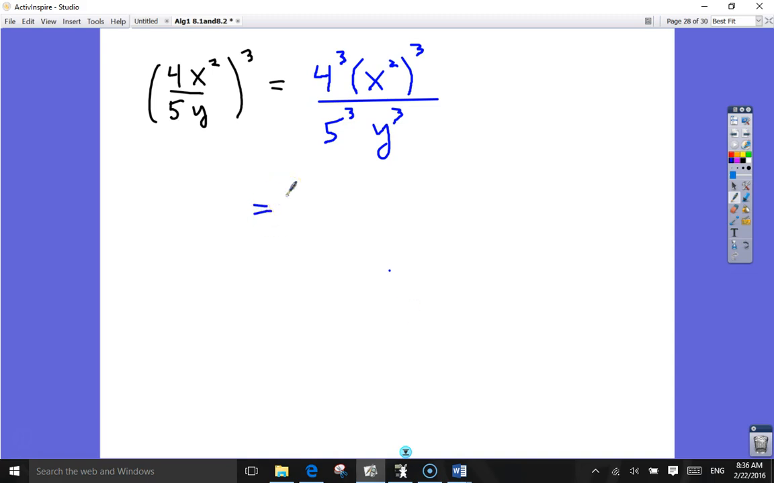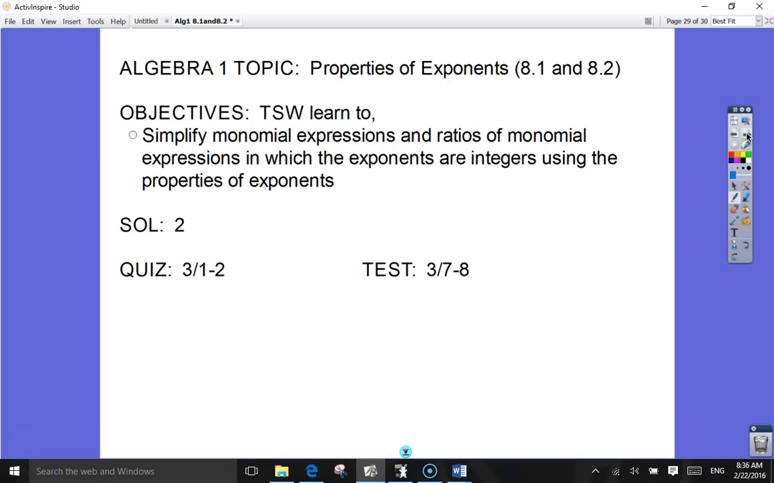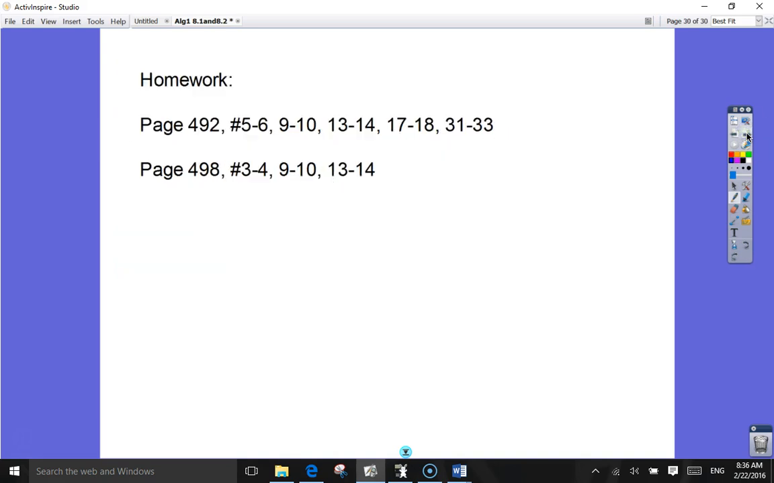Okay. What's 4 to the third? 4 times 4 times 4. 64. What's x squared to the third? X to the sixth. Okay. What's 5 to the third? That's 5 times 5 times 5, 125. And y to the third. That's the answer. It's a lot of homework.